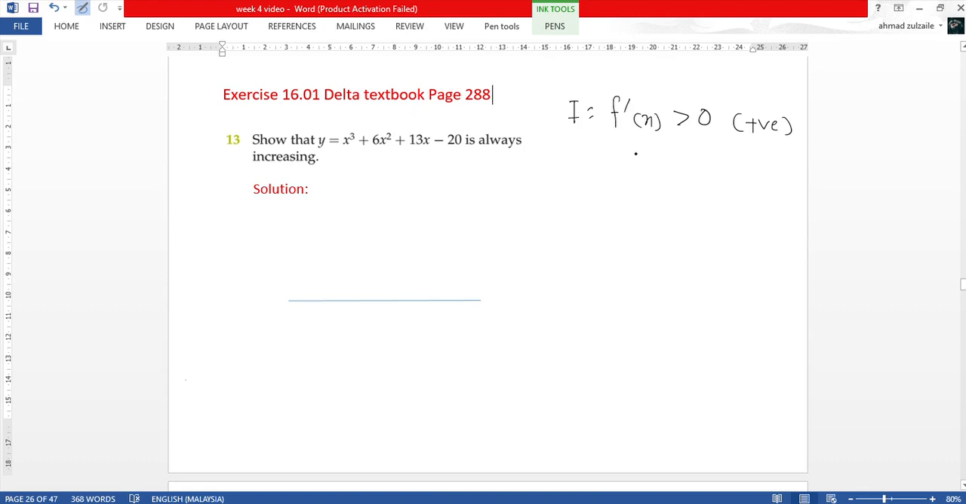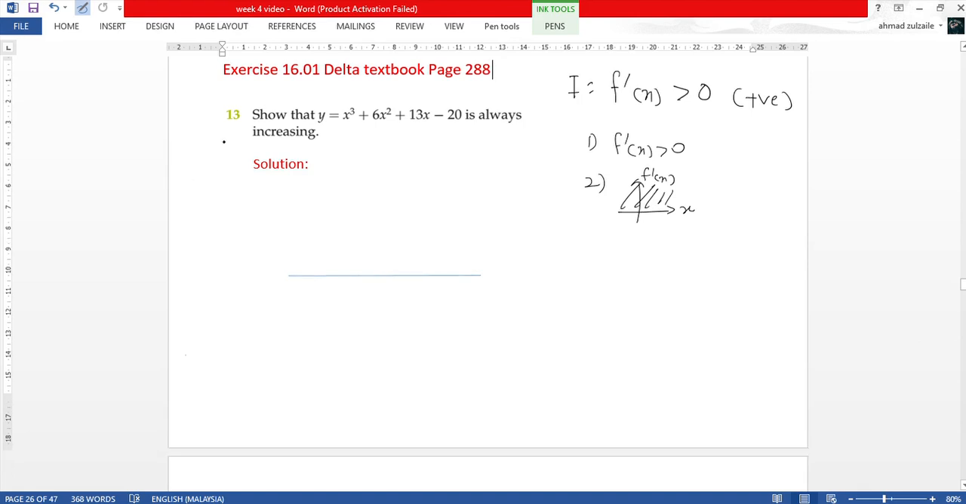Remember we have two methods. Method number 1, by the derivative. Method number 2, the graph should lie above the x-axis for the graph of gradient. Okay, so for this example, I will show you both methods. First thing first, we start with calculus, by differentiation. Now for differentiation, definitely we need to get y prime first. So differentiate y and it becomes 3x squared plus 12x plus 13.